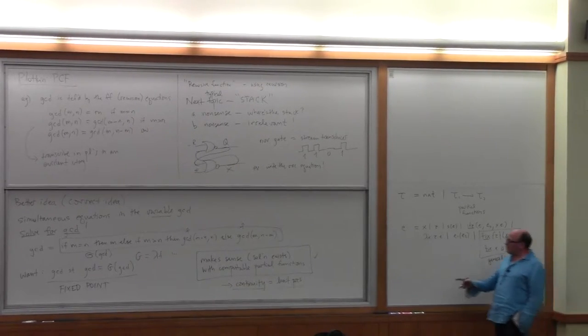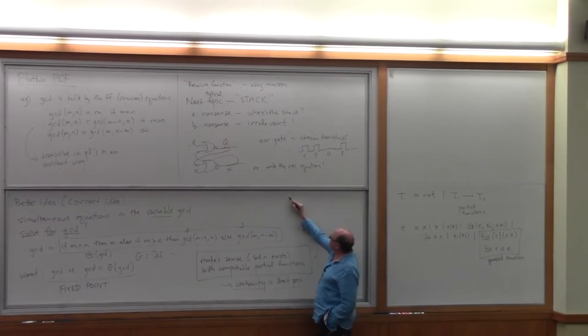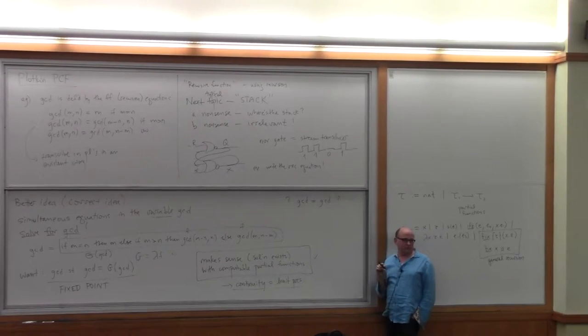So let me go back over here and mention two things. It's inherently partial, because you might ask yourself, what if I say solve the equation GCD is equal to GCD? Well, it has a solution. The solution would be the simplest, or the least solution, in a sense that I won't define in this lecture: the totally undefined function satisfies that equation.